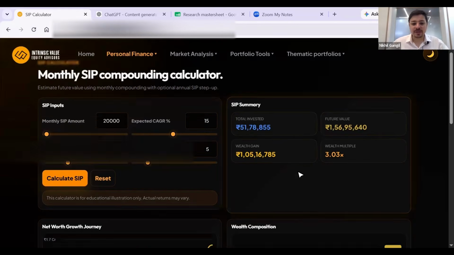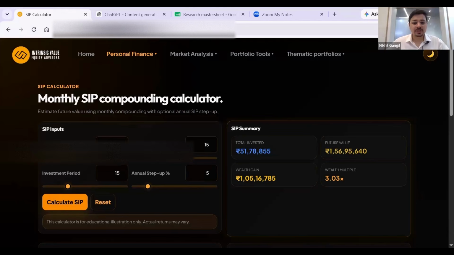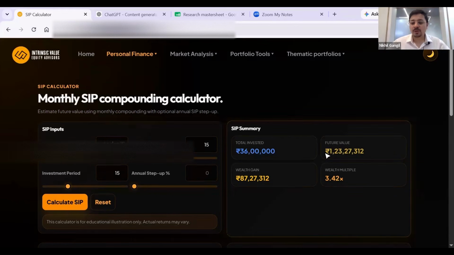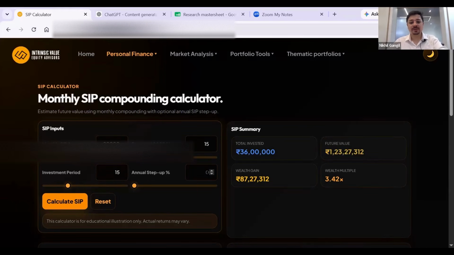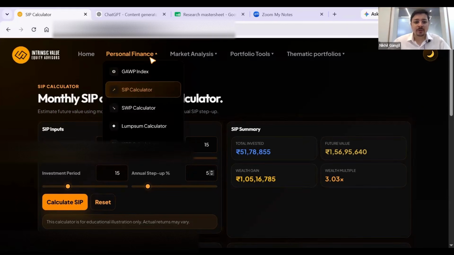So the future value changes, the net worth growth changes, the wealth composition changes. When there was no step up from the SIP amount, your future value was 1 crore 23 lakhs, but just after a 5% step up every year, that goes to 1 crore 56 lakhs, which is very significant, right? So this is what the SIP calculator is.